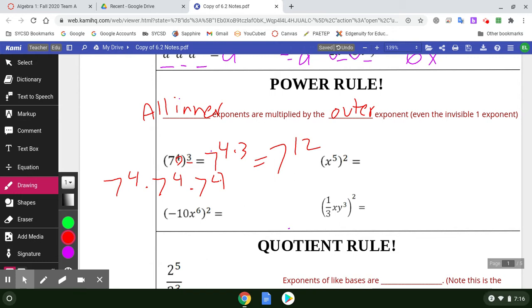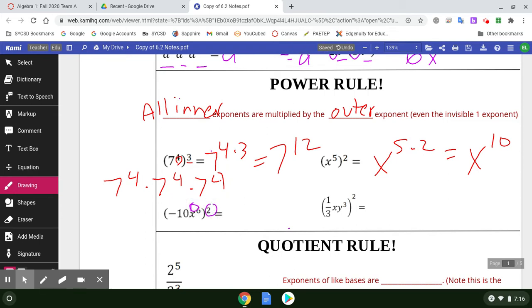In the second example, x to the 5th to the 2nd power would become x to the 5 times 2, giving us 10 total factors of x. In the third example, this negative 10 does have the invisible exponent of 1, so we do have to multiply that by the outer exponent of 2, making this negative 10 to the 2nd, and then x to the 12th. We can simplify that if we want.